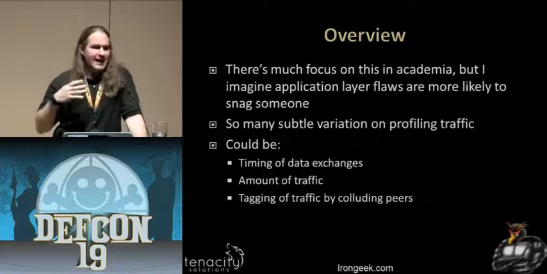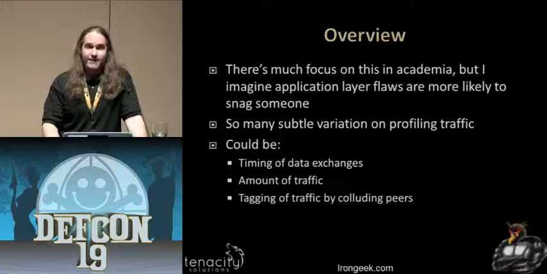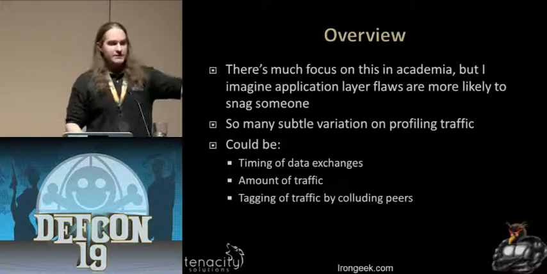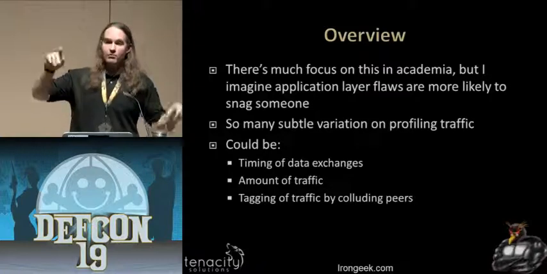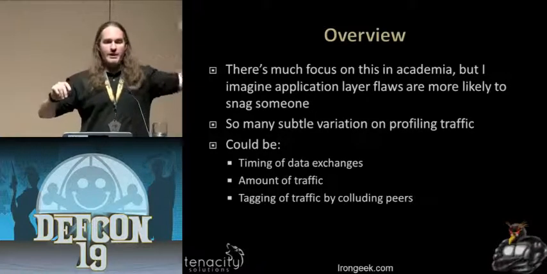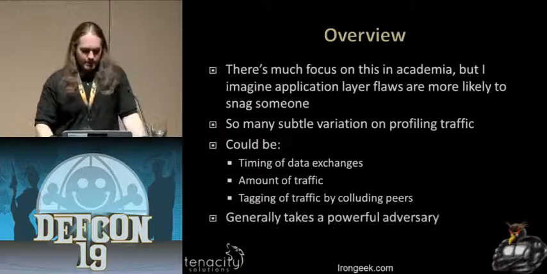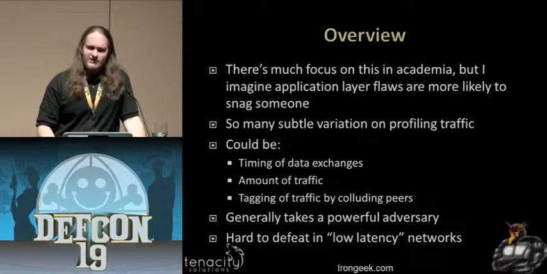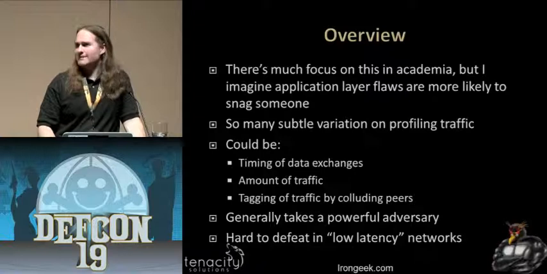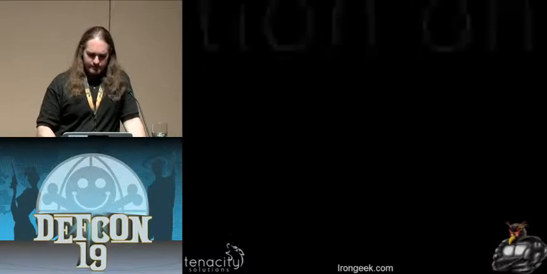It could be things like timing of data exchanges, the total amount of data someone sends in their network, or tagging of the traffic by colluding peers. So, I'm the first hop, I mess with the data, I pass it along, later on I see it again, and I go, oh, so I know you, the person that contacted me on this node back here, so I can make a connection there. Also, it generally takes a more powerful adversary to pull off, and it's really hard to defeat in low latency networks. By low latency, I mean things like HTTP, where you expect a quick response. Email systems, well, those can be made somewhat more resilient.